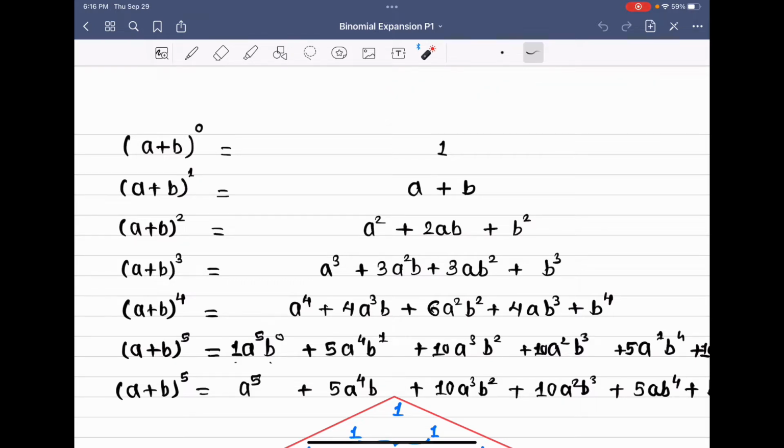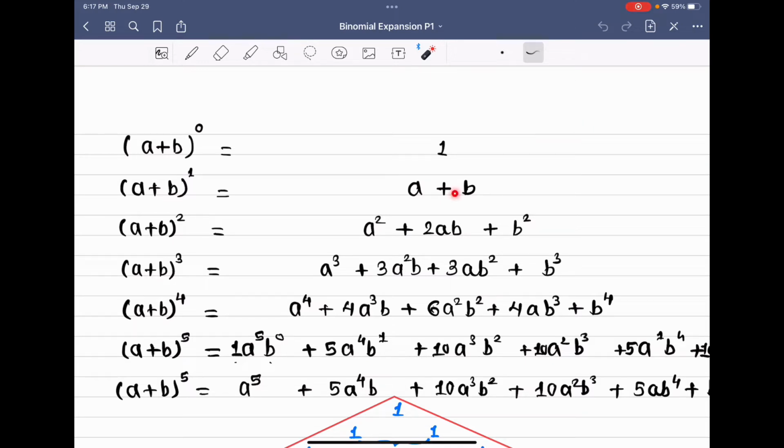Now another trend. Forget about this one. Let's start with (a + b) raised to power 1. You can see the first term is a, because a is raised to 1. The b term is also there, but b is raised to 0, because the full power 1 goes with a, so b is not getting anything. So times b raised to 0, and anything raised to 0 is 1.